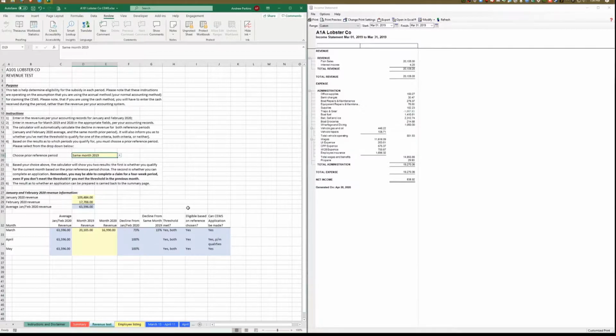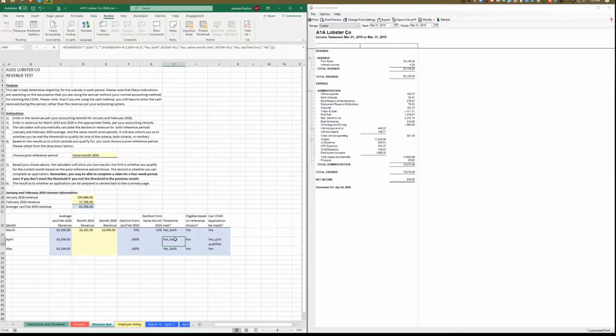So you'll see that that changes the results in the calculation below. Are you eligible based on the reference period chosen? Yes, we are, because we've declined 15%. So can an application be made? Yes, it can. So you'll see that even without entering our April and May, that it does actually give us an answer for April as to whether or not you qualify.